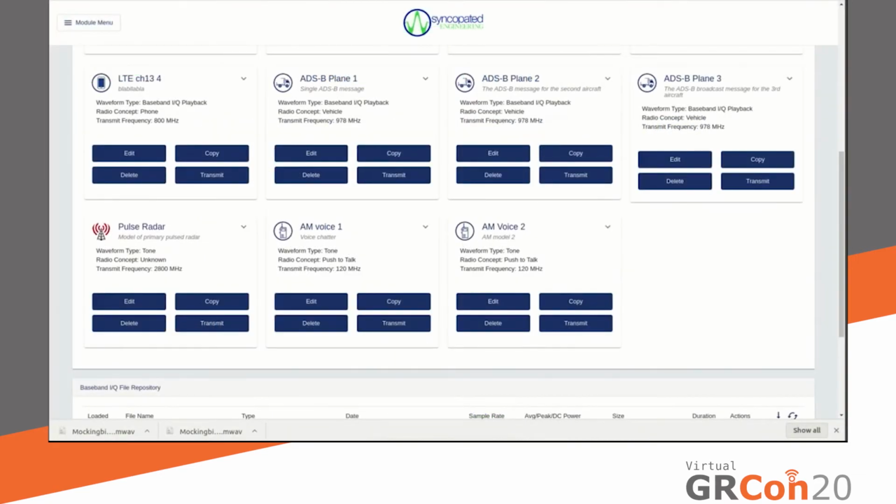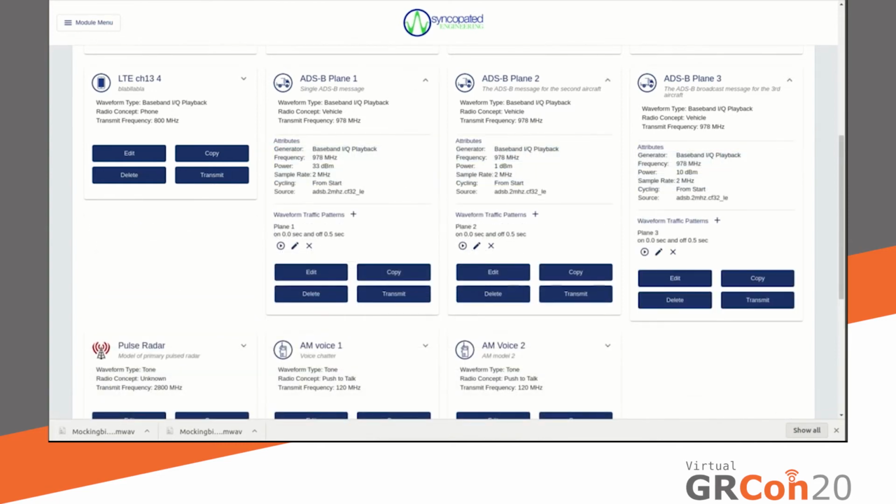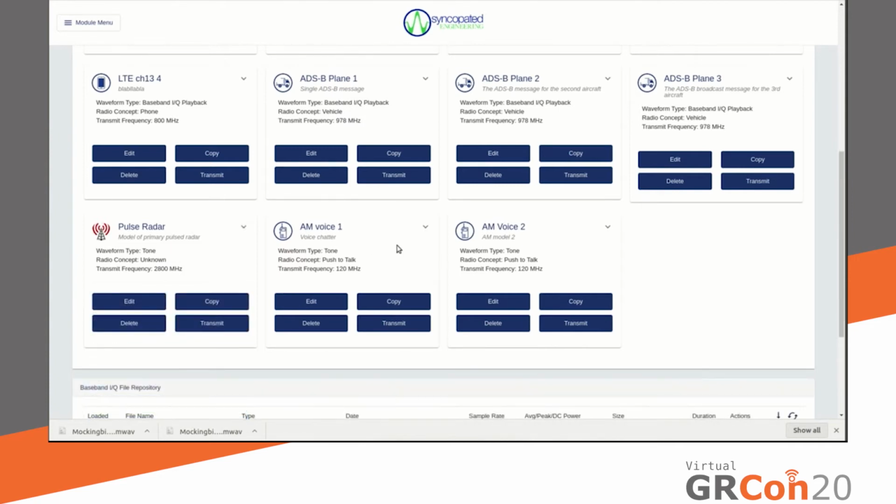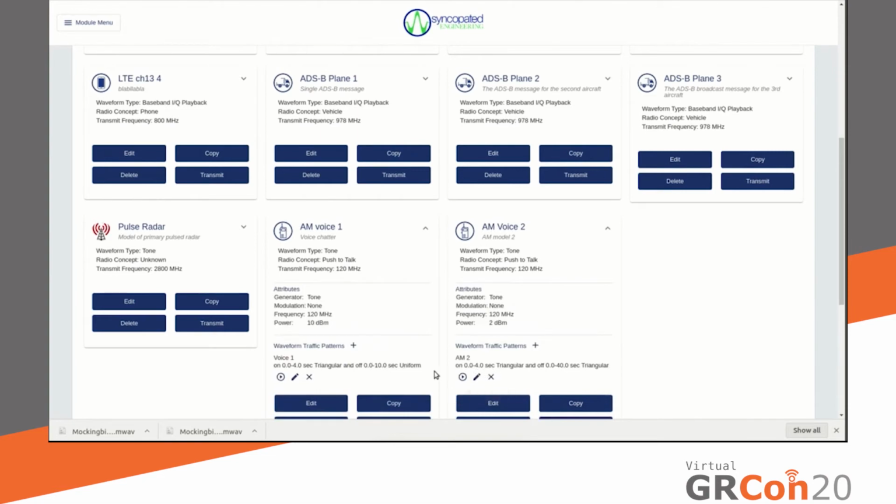Back in the waveform section of the Mockingbird web app, we have preloaded all of the signals required for our scene. We have ADS-B signals for 3 planes at 3 different power levels to model different ranges for each aircraft. For this demonstration, each plane will only be sending a single message twice per second. We have a pulsed radar at 2.8 gigahertz running at 5 times per second to model the primary surveillance radar. We are pulsing our internal sine wave generator for demonstration purposes here. Ideally, we would load a custom baseband IQ representing a sweep or add a new radar generator to Mockingbird. Finally, we have 2 AM voice signals at 120 megahertz to represent the aperiodic communication between aircraft and the tower, both with a different pattern of life.